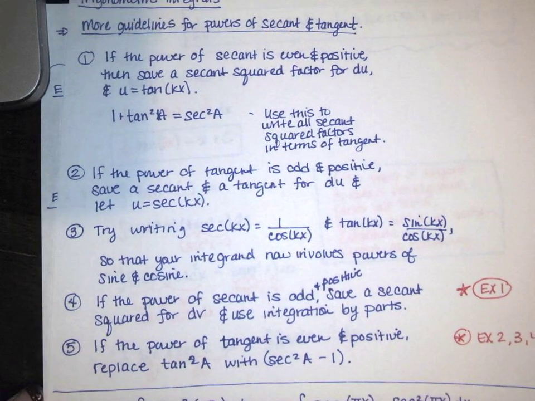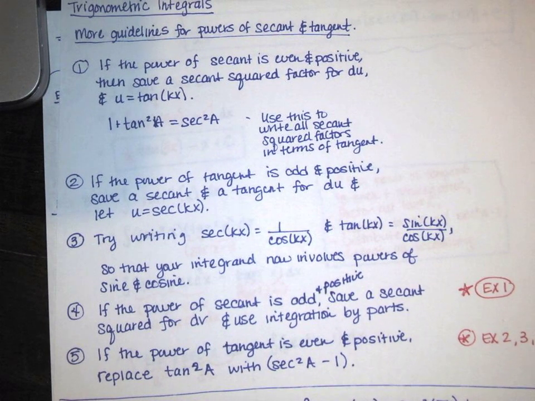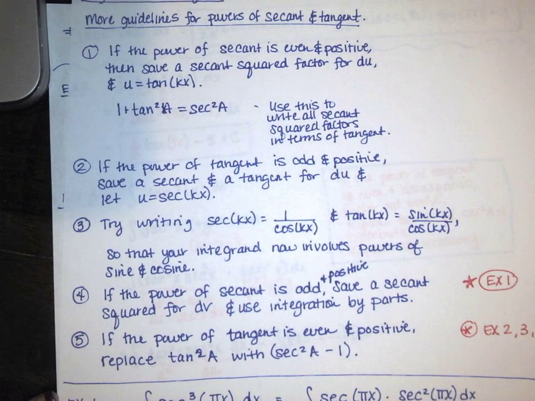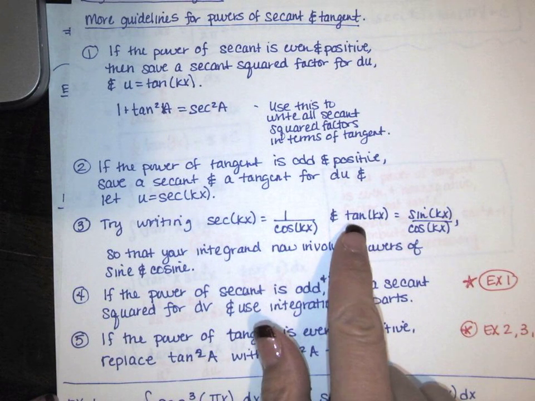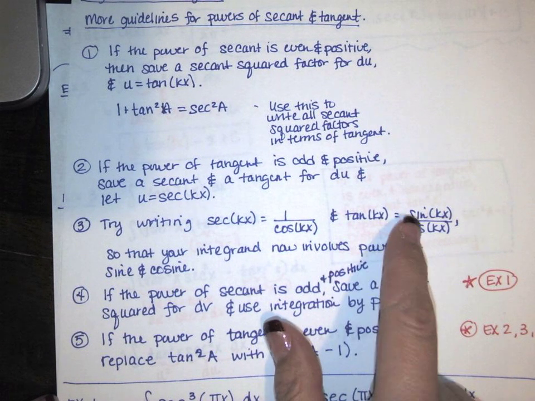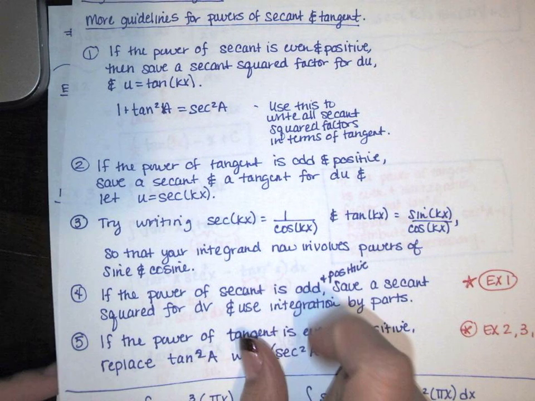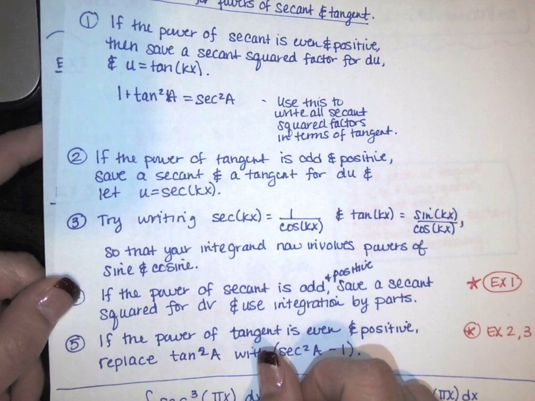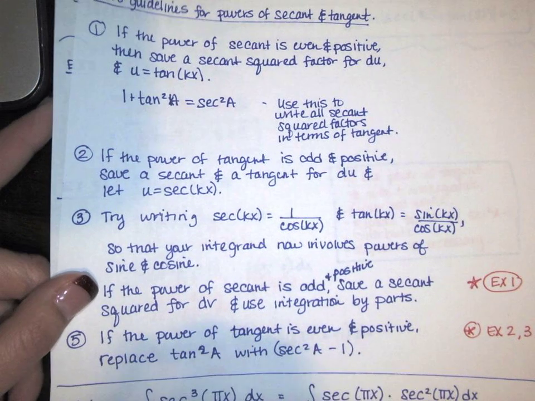Now sometimes you get really lucky, and if none of the rules apply, sometimes writing everything in terms of sine and cosine will work really nicely. And I think I'm going to show you how to do that in the next video.